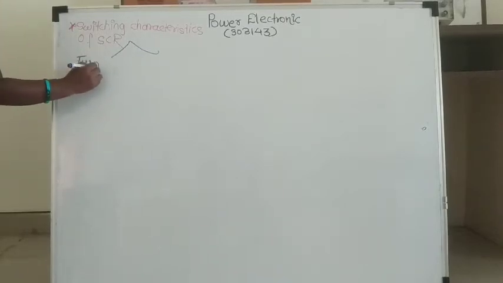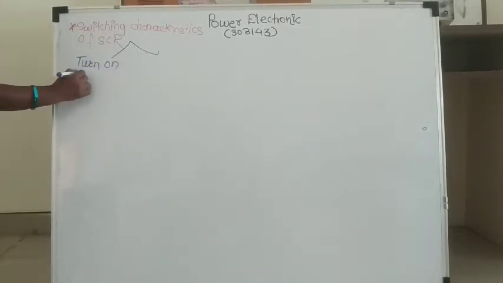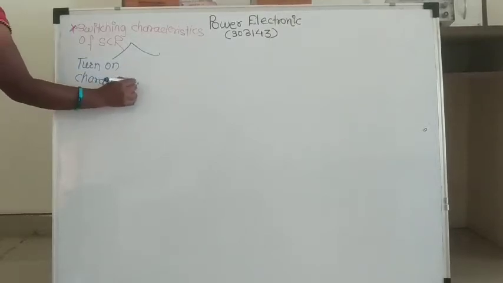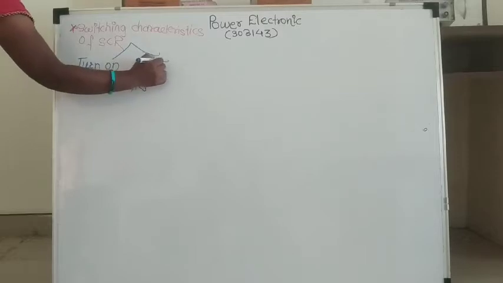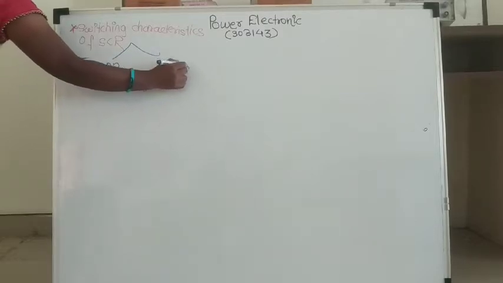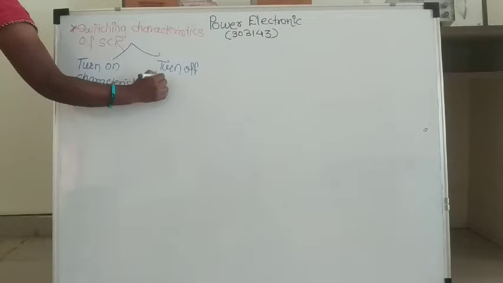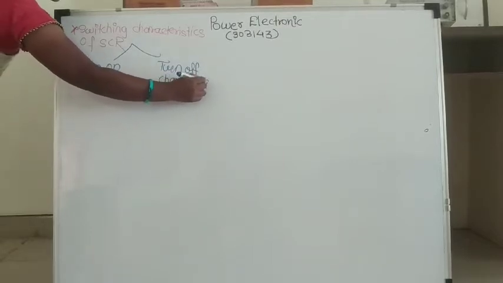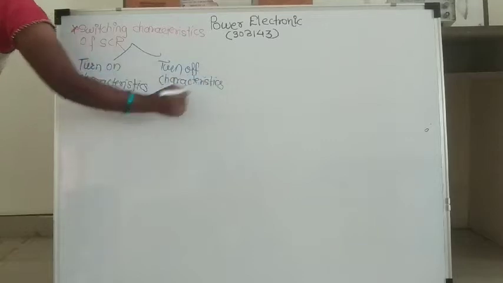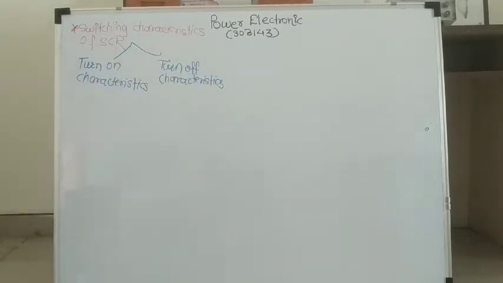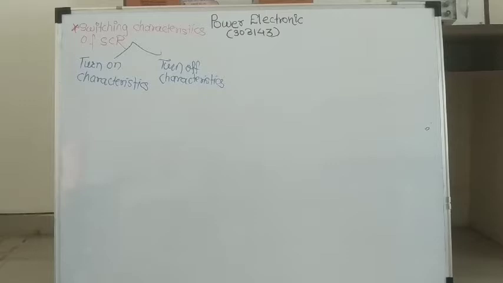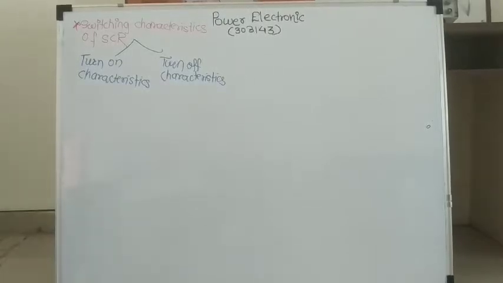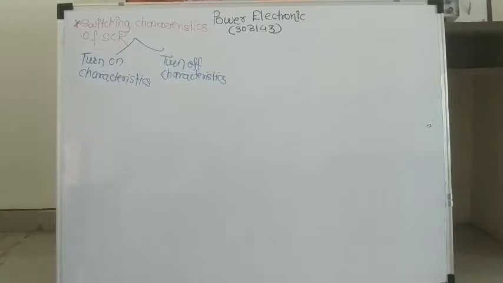First one is turn on characteristics and second one is turn off characteristics. Now see one by one. First of all, we learn turn on characteristics. I will draw the graph for turn on characteristics.